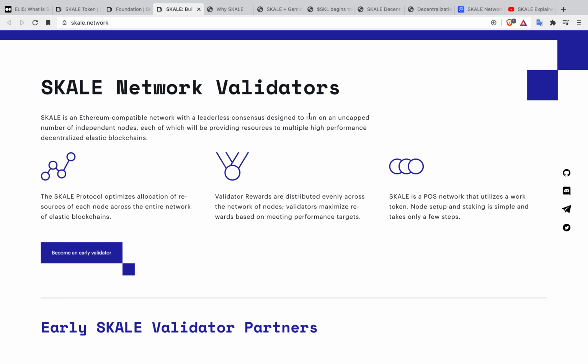And they talk about it again right here when it comes to validators. SKALE is an Ethereum compatible network with a leaderless consensus designed to run on an uncapped number of independent nodes.